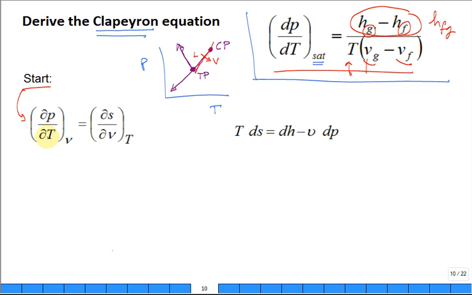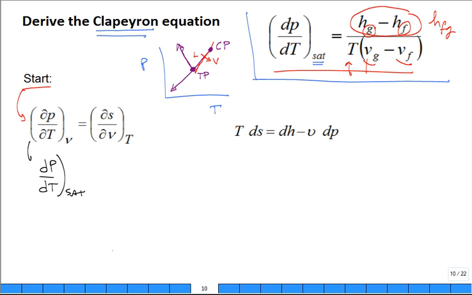You say the change in pressure with respect to temperature holding V constant is equal to the change in entropy with respect to specific volume holding T constant. True? We want to apply it for a phase change region, going from saturated liquid to saturated vapor. Okay? So I can rewrite it like that.